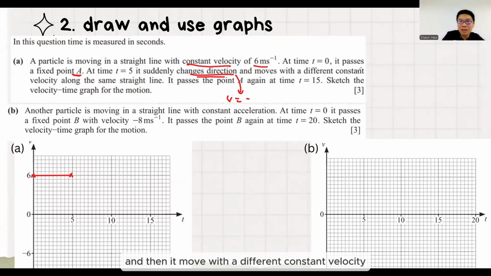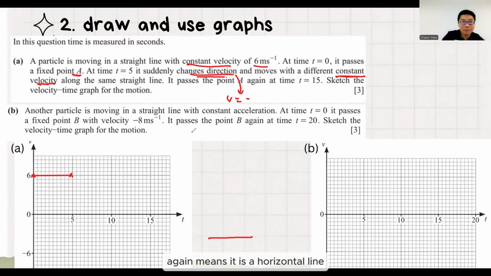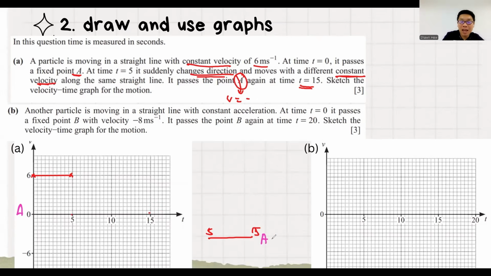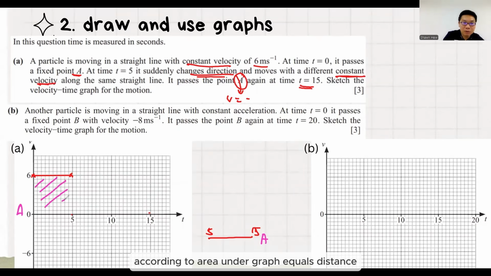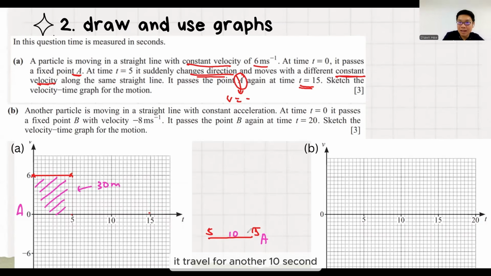And then it moves with a different constant velocity, again a horizontal line. It passes the point A again when time is 15. So from 5 to 15, it travels the same distance so that it can go back to position A. According to area under graph equals distance, we know that initially it traveled 30 meters. It traveled for another 10 seconds. So what is the v so that it will cover 30 meters?